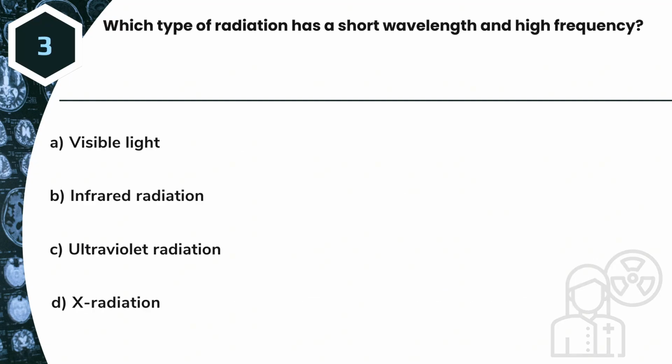Question 3. Which type of radiation has a short wavelength and high frequency? A. Visible light. B. Infrared radiation. C. Ultraviolet radiation. D. X radiation.